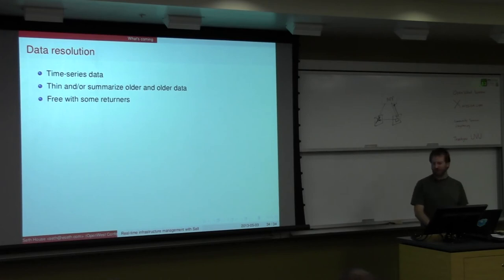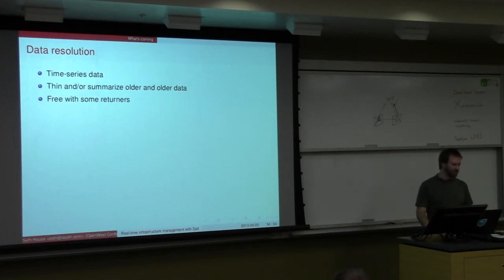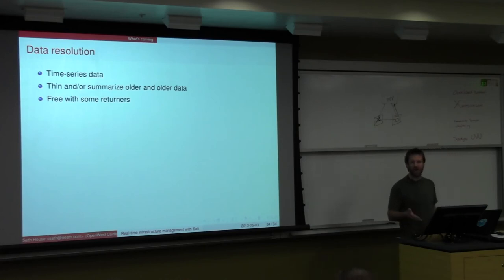We don't have any of these set up at the moment, but it's been on our radar and it would be easy to do. For example, if you were to set up a returner that wrote to what Graphite uses, the Whisper database, Whisper has this kind of data thinning and data summarization built in. So as you're adding data, it's pushing older data into lower and lower resolutions.